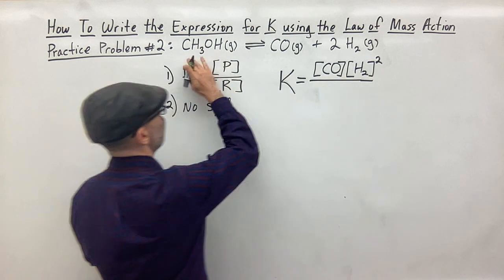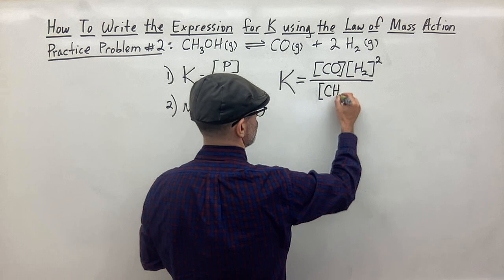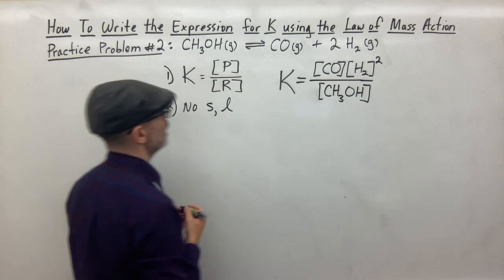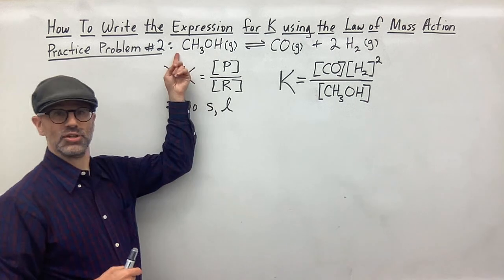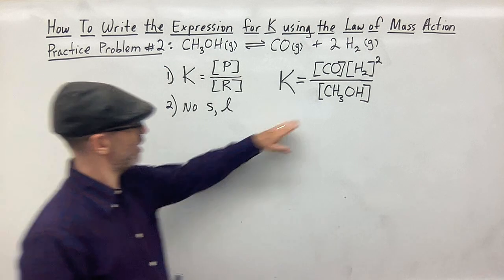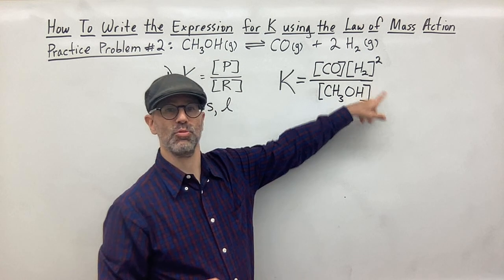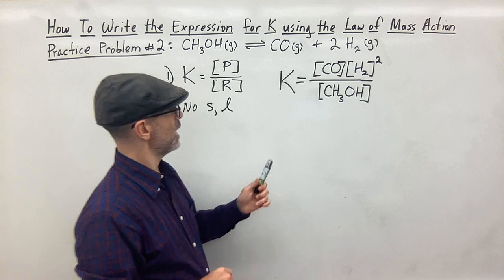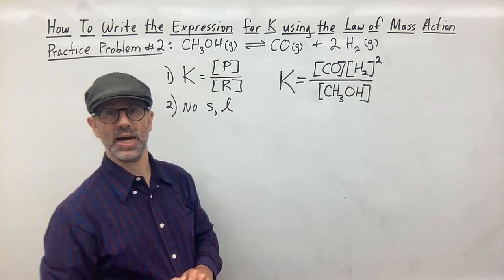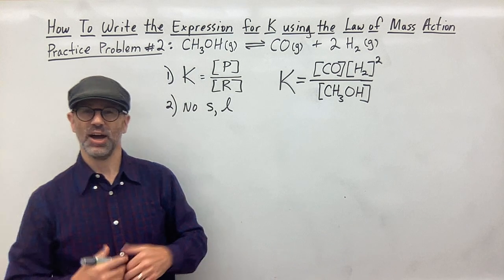And so we only have one reactant, so we're going to write the concentration of methanol, CH3OH. And again, you can see that there's no coefficient there, so we're just going to write it like this. And the 1 is going to be there. It's understood. We just don't usually write the 1s. And so, ladies and gentlemen, this would be the expression for our equilibrium constant for this reaction. So I hope that makes sense.